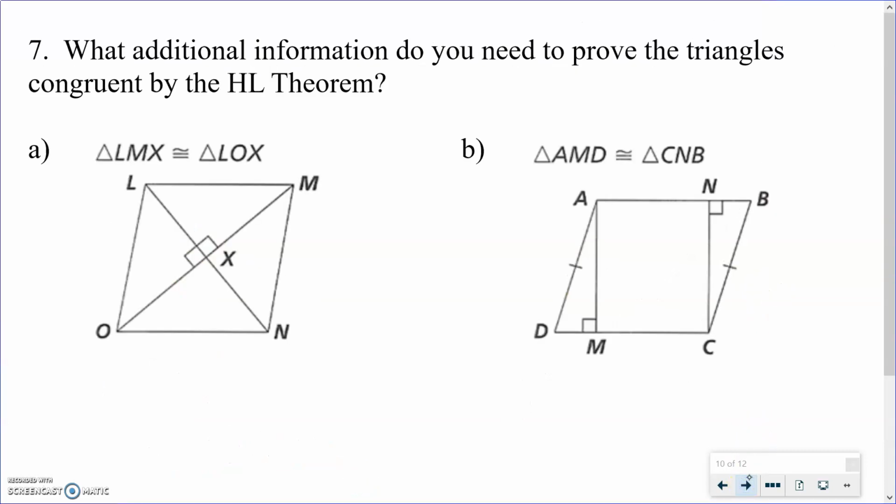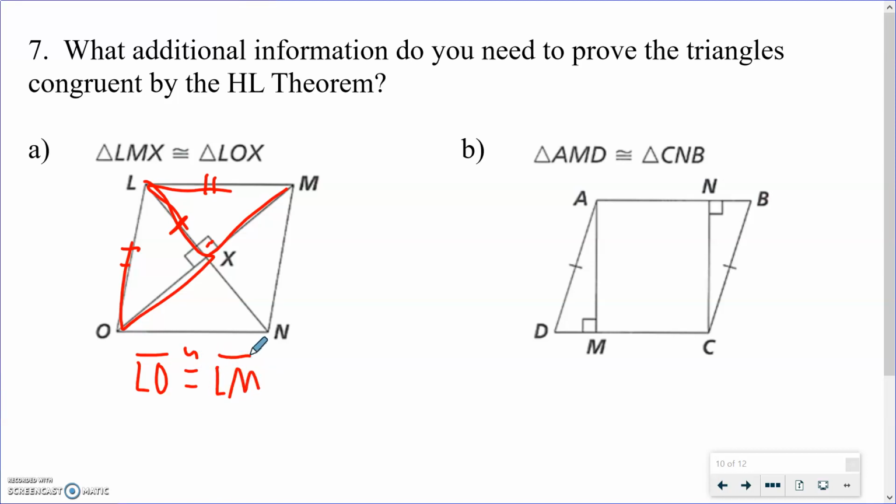Okay, so on this one we're saying, okay, what else would we need to prove that these two triangles are congruent using the hypotenuse leg theorem? So LMX, so this triangle here, and LOX, this one here, we know they have one same leg, and we know they both have right angles. To tell that we could use the hypotenuse leg theorem, we would need to know this side and this side are congruent because those are the hypotenuses. So we would need to know that LO, the hypotenuse, is congruent to LM, the other hypotenuse.